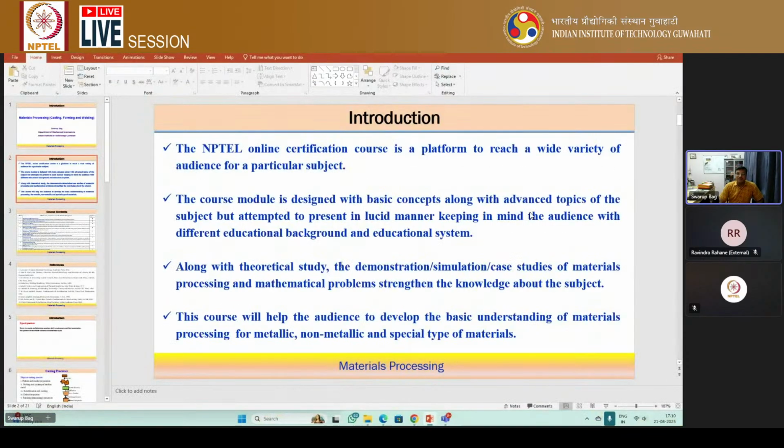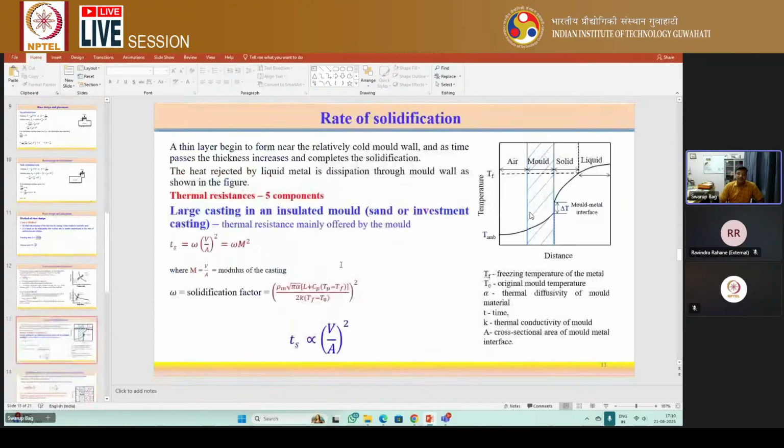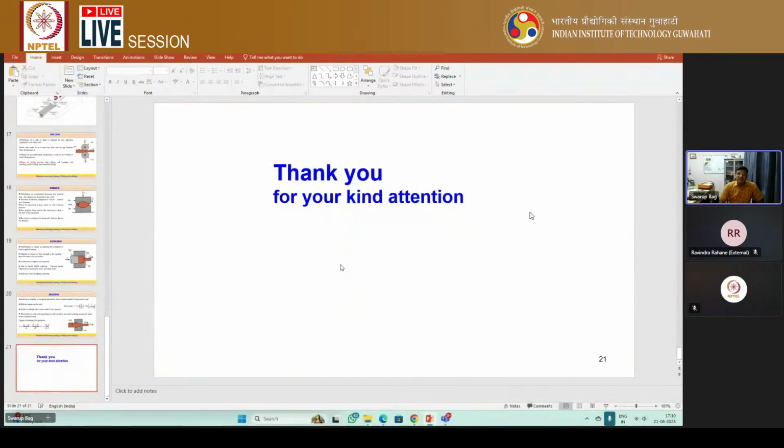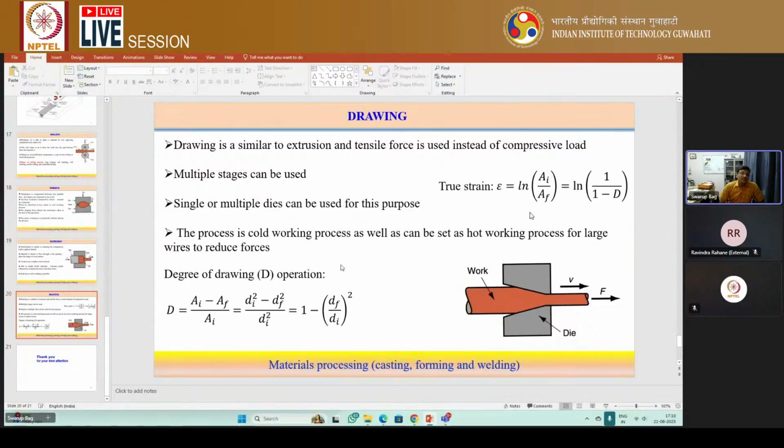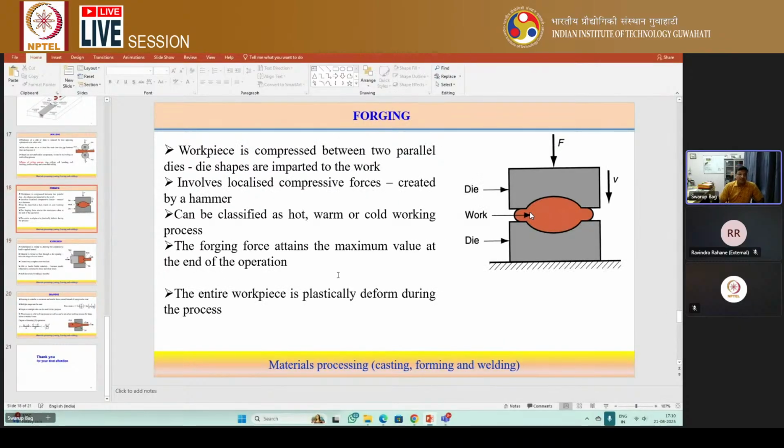Here I have tried to explain the very basics associated with the casting process, the different forming processes, as well as the welding process. I think that's all for today. Now, if you have any questions, we can discuss them. Thank you.